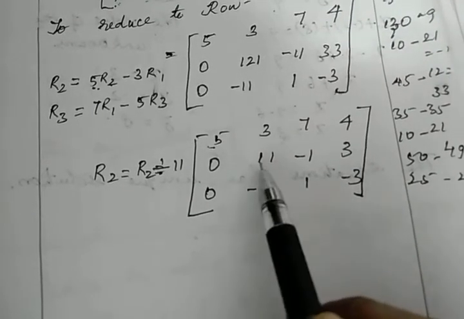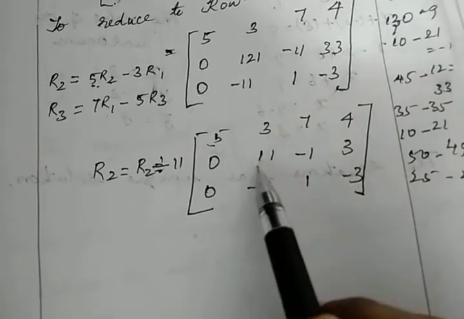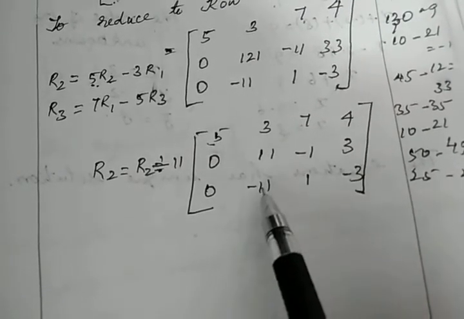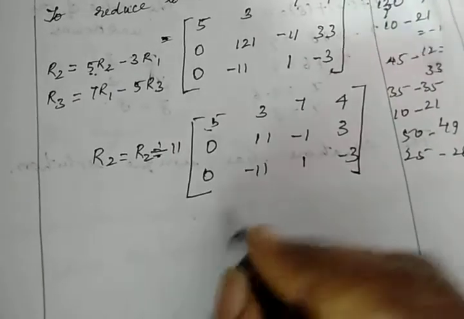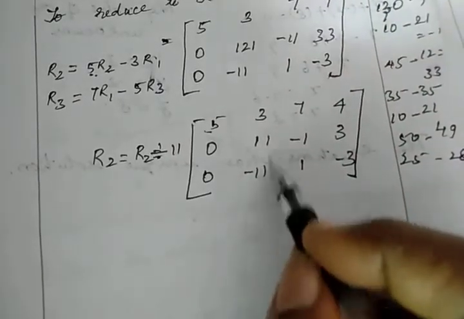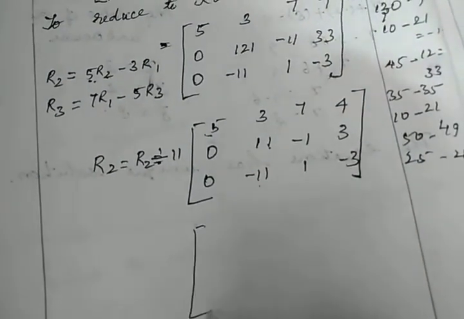Now come to the second row. In the second row, the first non-zero element is 11. Below the non-zero element, you have to make it 0. For that, it is enough if you add these two rows. R2 plus R3, 11 minus 11, you will get automatically 0.